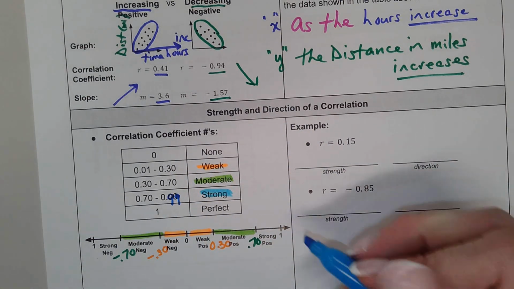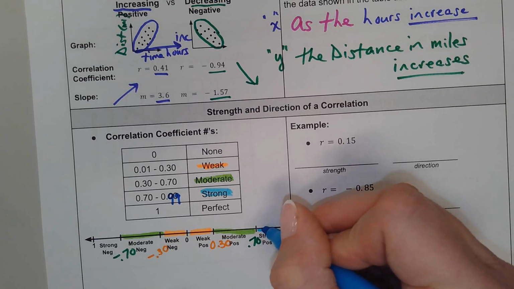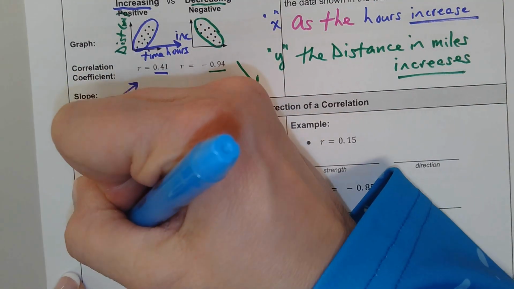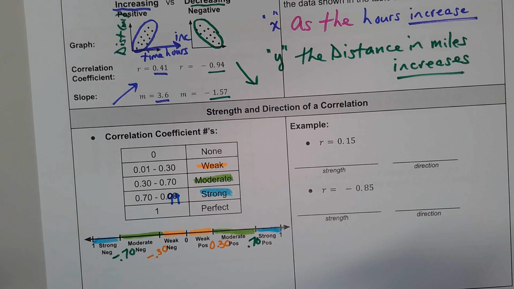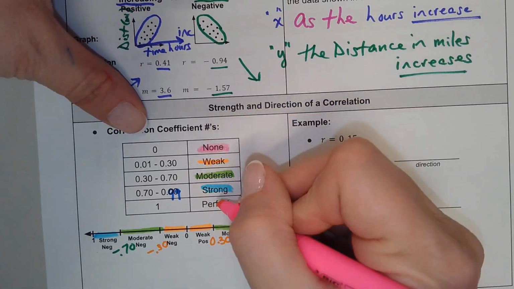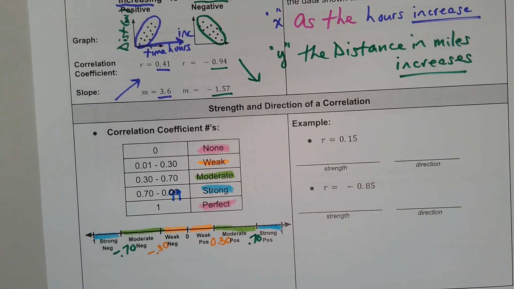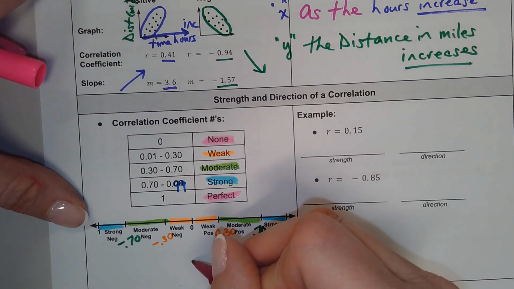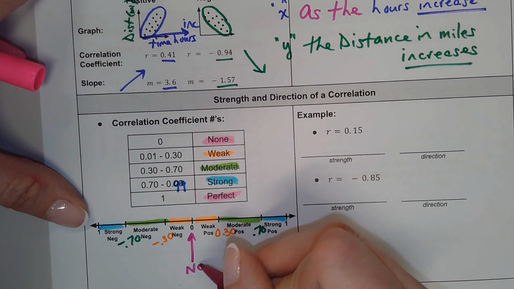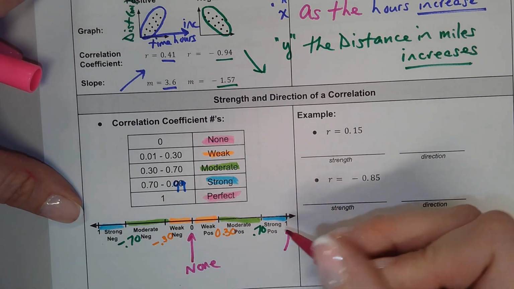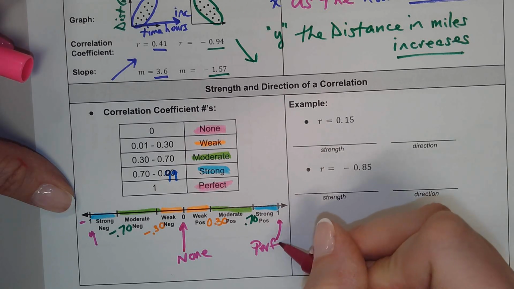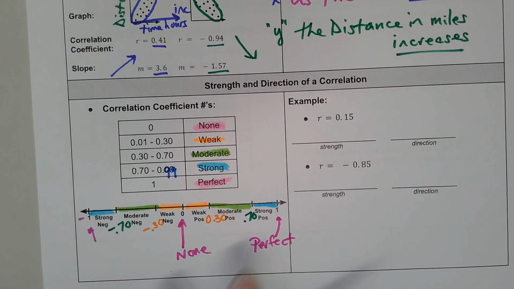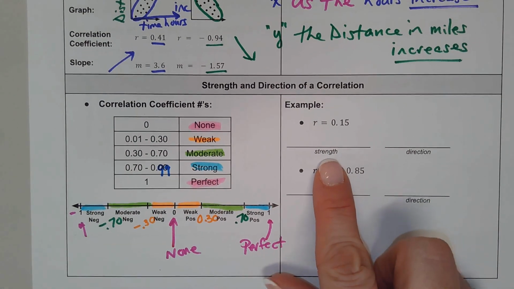So strong is right here, strong positive. Here is strong negative. And then of course we have these special ones. Okay, none or perfect. None means that you have an exact 0. And then 1 or negative 1 is if it is perfect. Okay, that's a nice little note card that we have so we can use this.